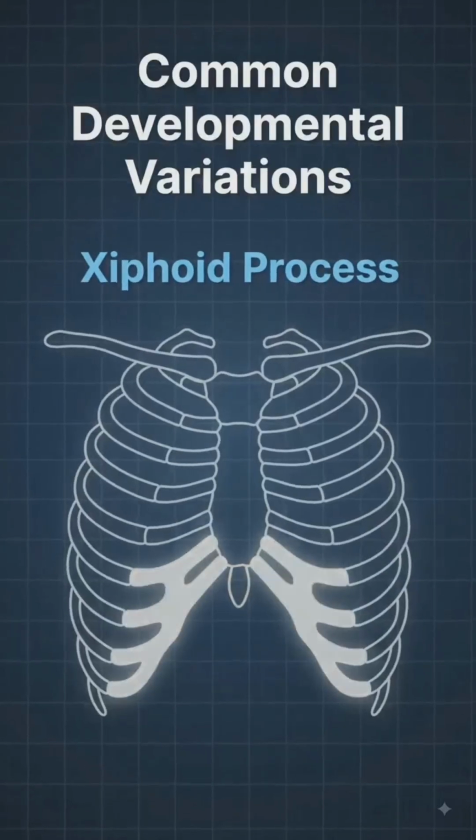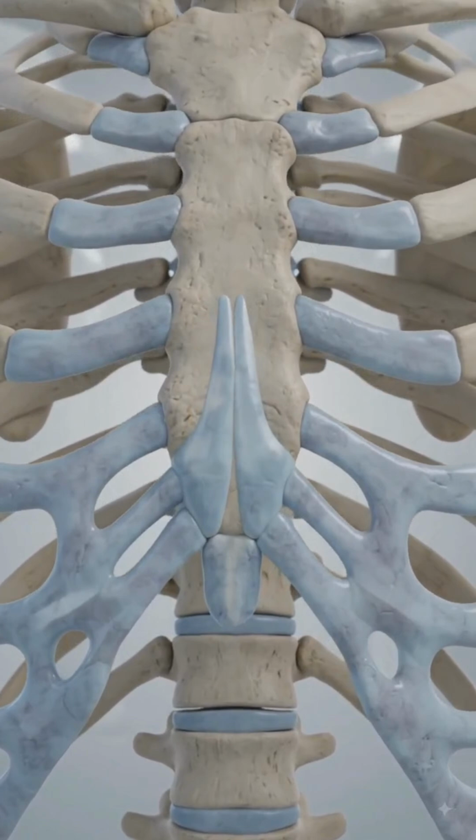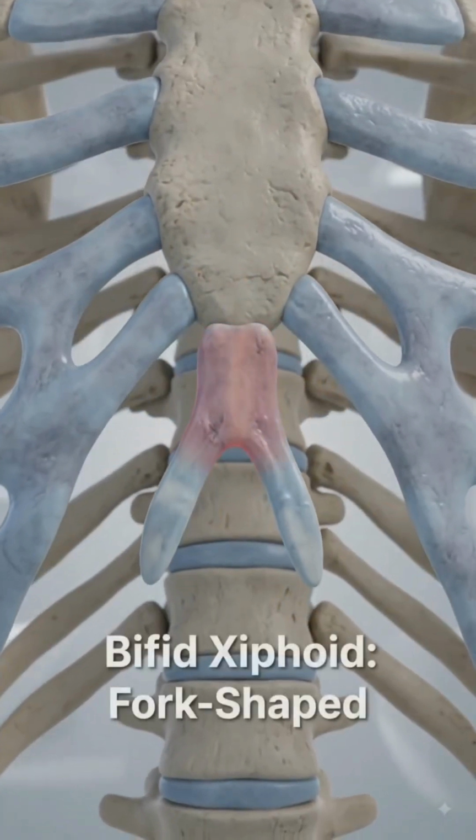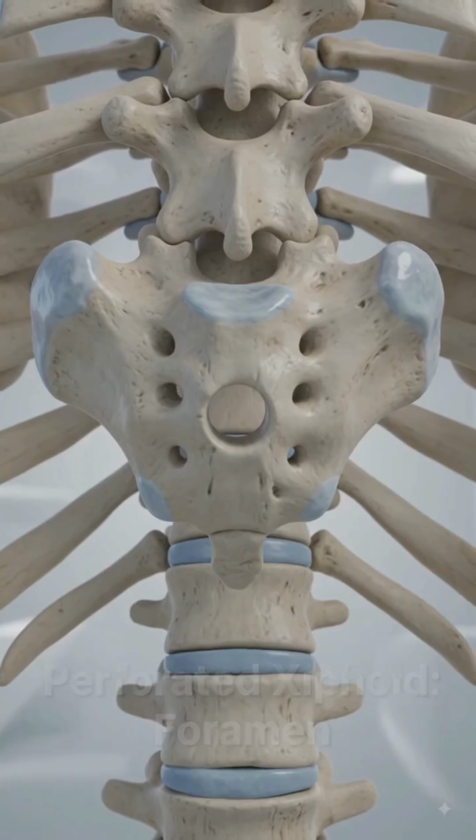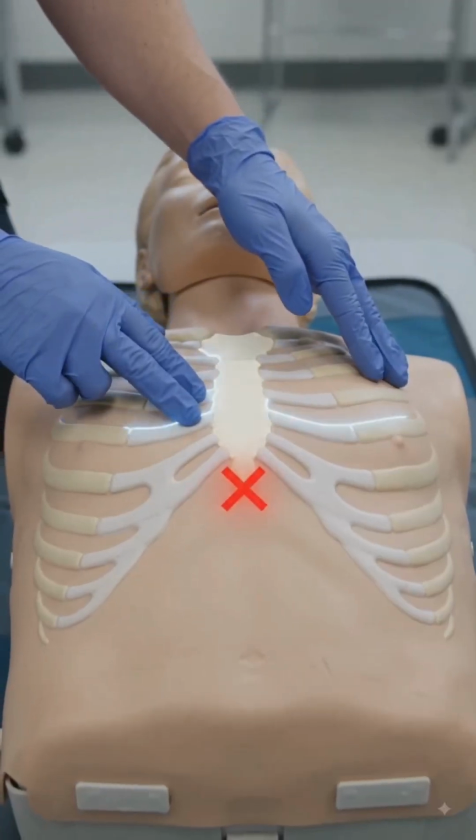Variations of the xiphoid process are common. Due to incomplete fusion, it may appear bifid, leaving it fork-shaped at the lower tip, or perforated with a hole in the middle. Never press on the xiphoid process.